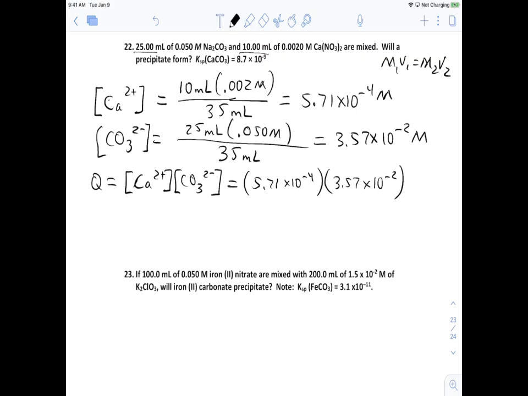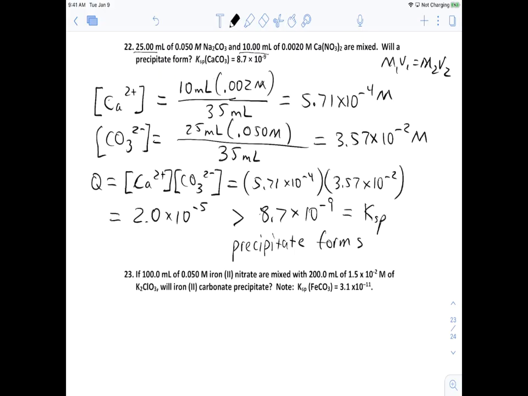So that Q ends up working out to be 2 times 10 to the minus 5. And since that's larger than the 8.7 times 10 to the minus 9, which is equal to KSP, a precipitate forms. Q is greater than KSP.